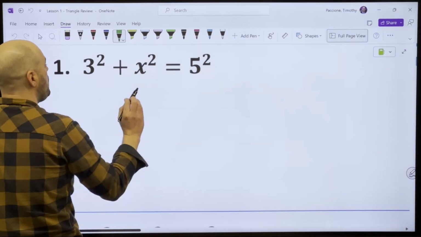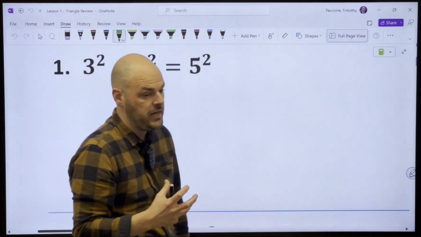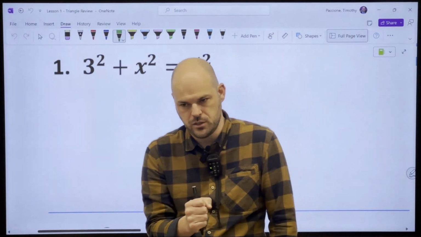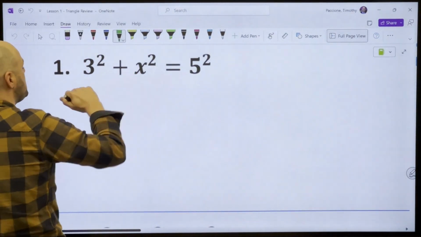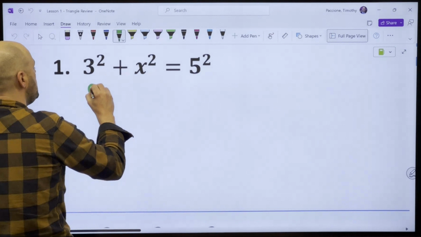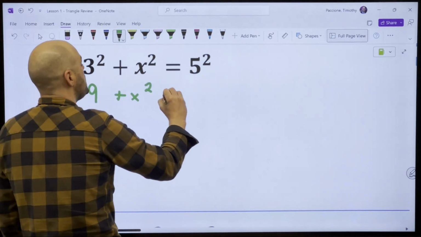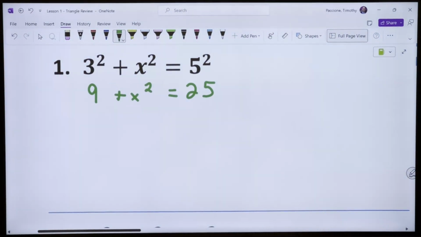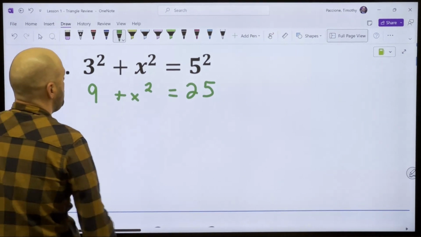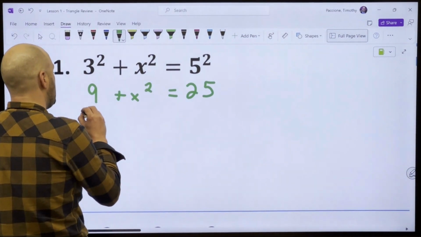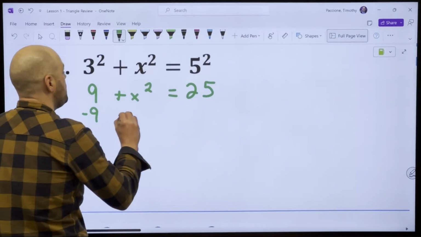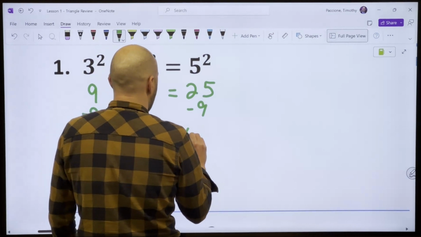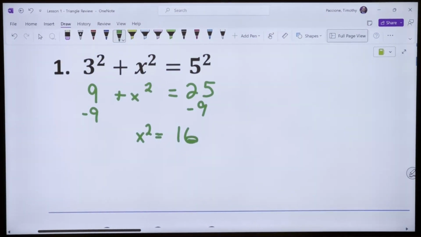Now, if I'm trying to get x by itself, well, I can't because it's being squared. It's being raised to a power. So I'll just get that power by itself first, right? In order to do that, I need to evaluate some stuff here. 3 squared is what? 9. And 5 squared is 25. This is a little easier to get by itself. Now I'm not dealing with any exponents except for with my x. Now I would get x squared by itself by subtracting 9 on both sides. I'd have x squared equals 16.